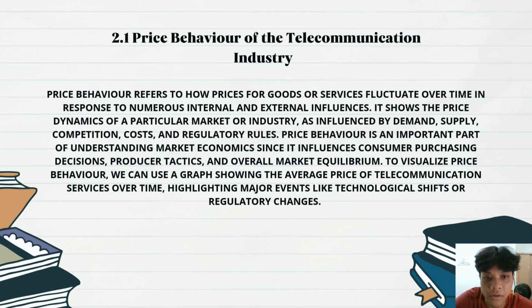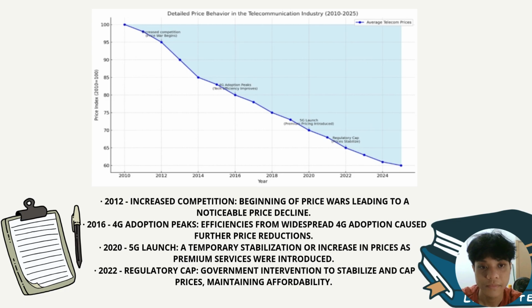and overall market equilibrium. To visualize price behavior, we can use the graph showing the average price of telecommunication services over time, highlighting major events like technological shift or regulatory changes. Figure 1.0. The graph shows the detailed price behavior in telecommunication industry between 2010 to 2025.